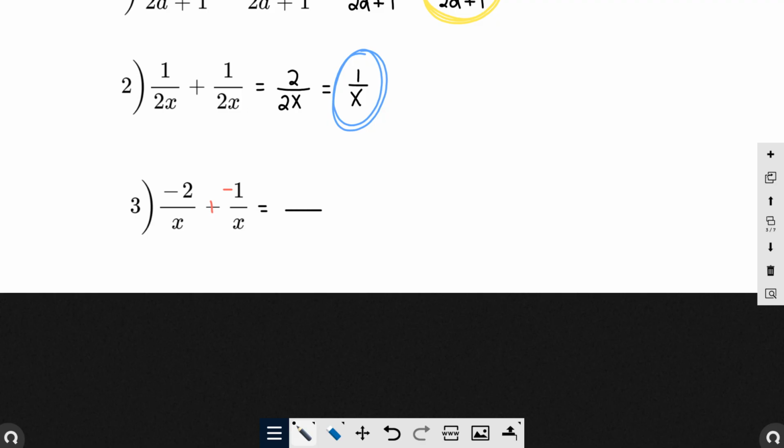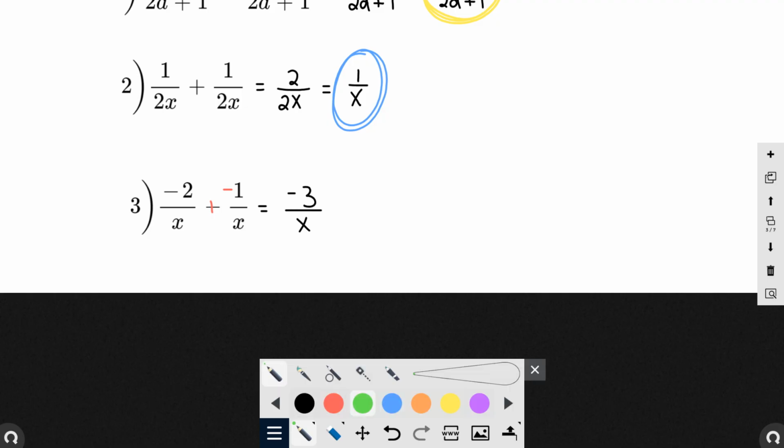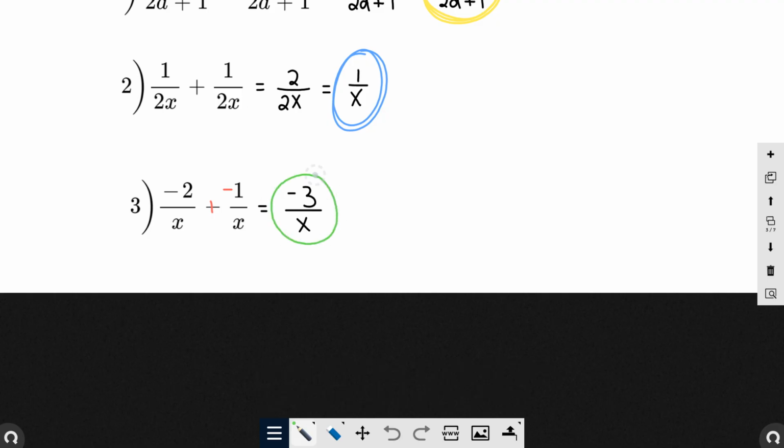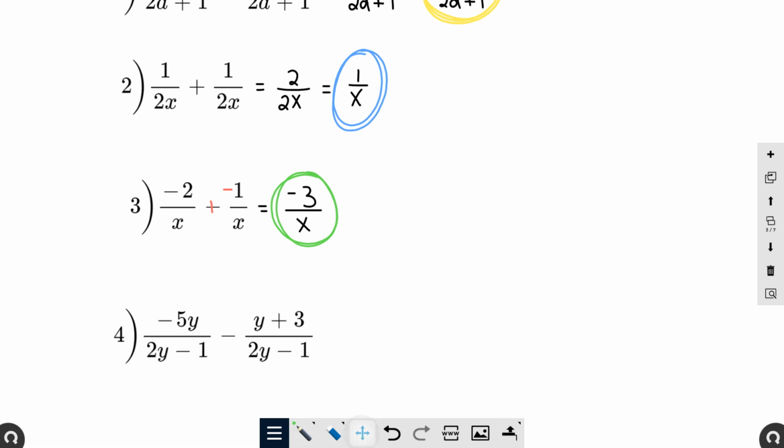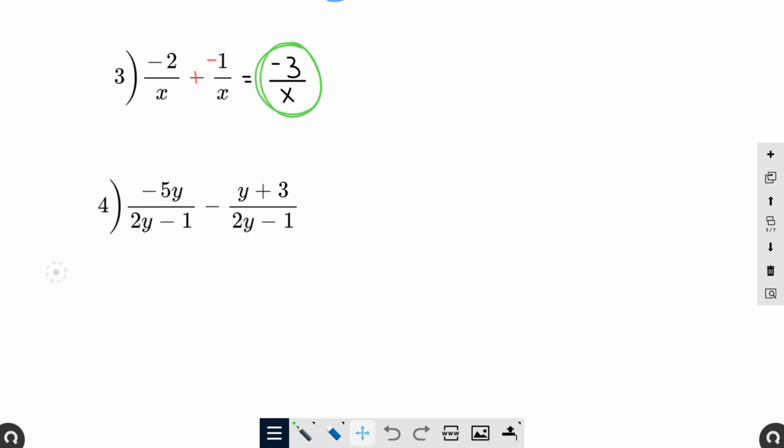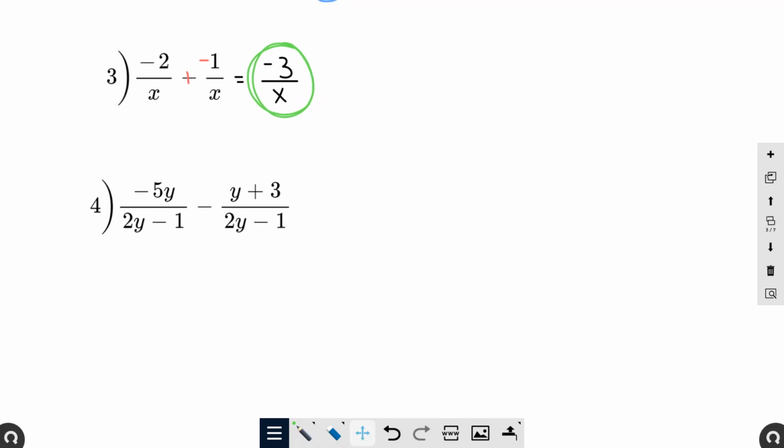The denominators are the same, so the denominator would stay as x. And what's negative 2 plus negative 1? Negative 3. Can I simplify that? Nope, so that's my final answer. And let's move on to our last one with the same denominators.